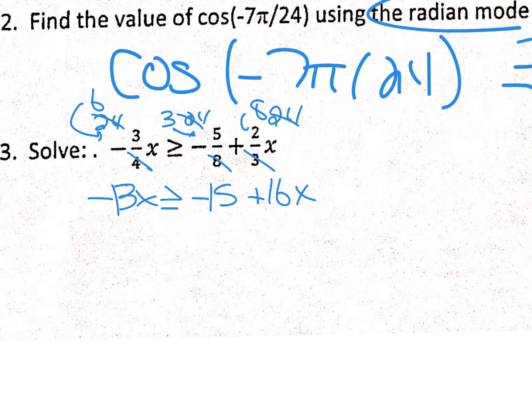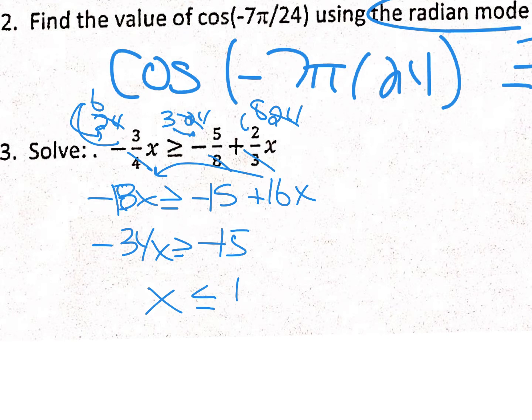I forgot this first one. So sorry about that. That was negative 18. I forgot the 6 times 3 is 18. Sorry about that. I'm going to move the 16x over, which is negative 34x now. It's greater than negative 15. Divide by the 34. Sorry, it's negative 34, which flips the sign and also makes it positive over here. And there you have it.